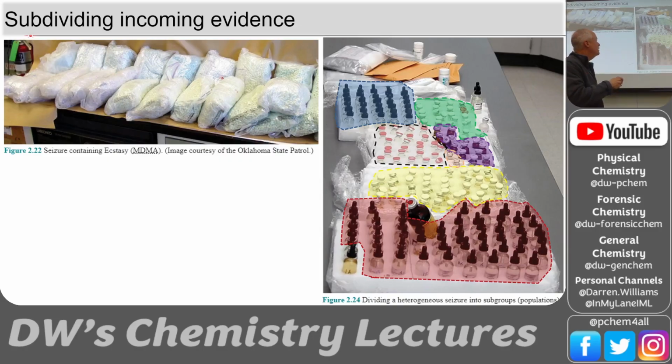And this one has amber bottles, okay? And then more droppers with clear liquid. These might be the same as those, but they weren't in the same little bag or bin. So maybe there's something different. So we don't want to mix our seizures. We want to break this up and subdivide.